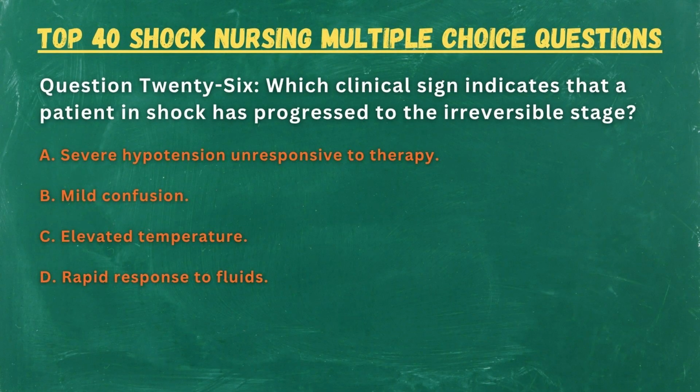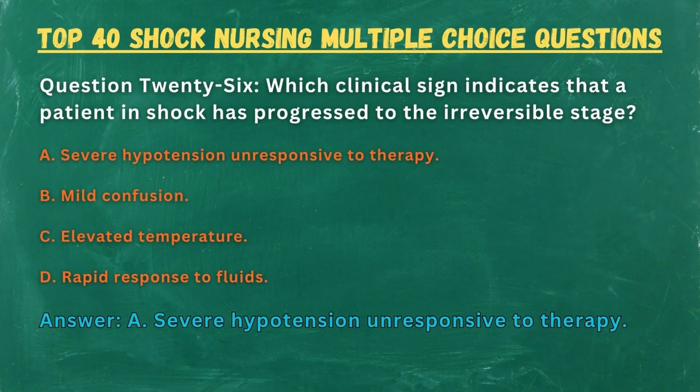Question 26. Which clinical sign indicates that a patient in shock has progressed to the irreversible stage? A. Severe hypotension unresponsive to therapy. B. Mild confusion. C. Elevated temperature. D. Rapid response to fluids. Answer: A. Severe hypotension unresponsive to therapy.